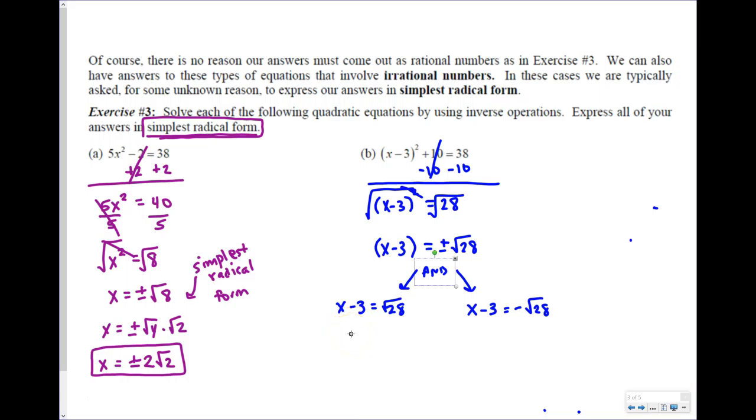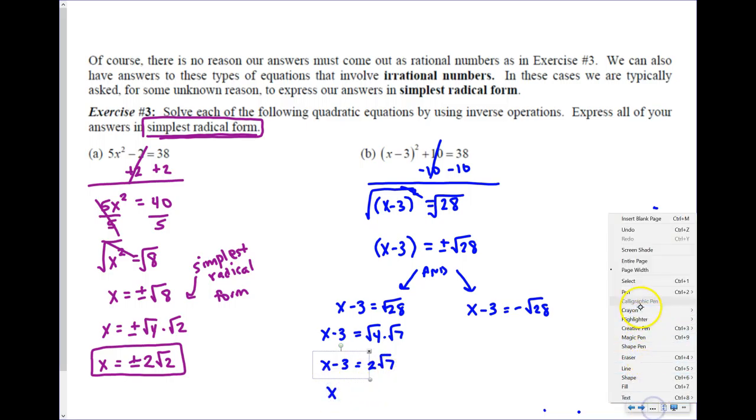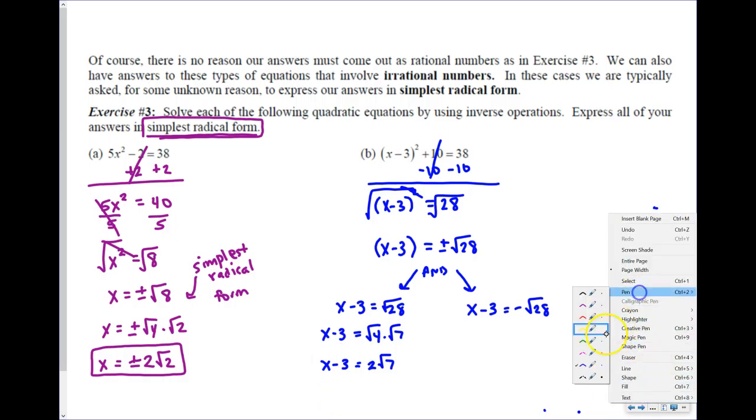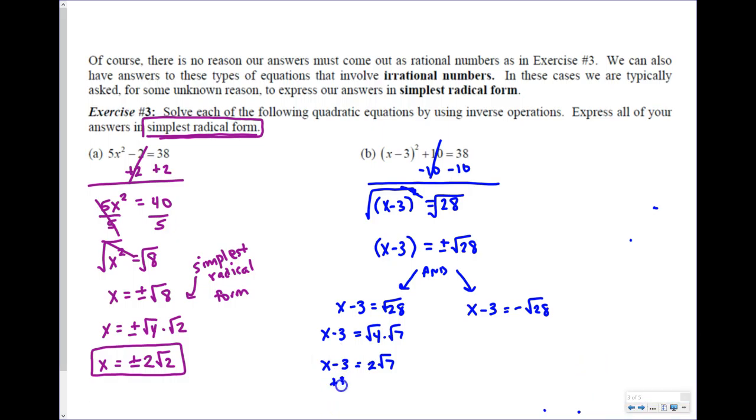What's going to happen is we're going to have to simplify this square root of 28 over here. So I'm going to leave the x minus 3 the same, and the square root of 28 is the same as the square root of 4 times the square root of 7. So when I simplify this, I get 2 square root of 7. And all I have to do now is get that x by itself. So to get the x by itself, I'm going to add 3 to both sides.